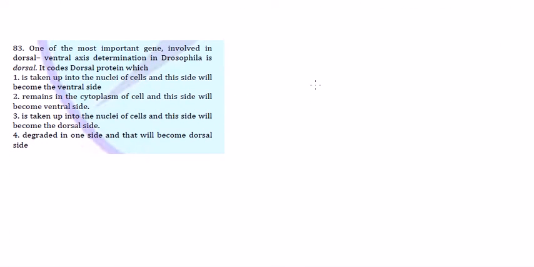One of the most important genes involved in dorsal-ventral axis determination in Drosophila is dorsal. The gene term is dorsal, right? It codes for the dorsal protein. Now, what is the function of this dorsal protein? The protein that is taken up into the nuclei of cells, this side will become the ventral side; that which remains in the cytoplasm of the cell, this side will become dorsal, degrades onto the side, and becomes the dorsal.